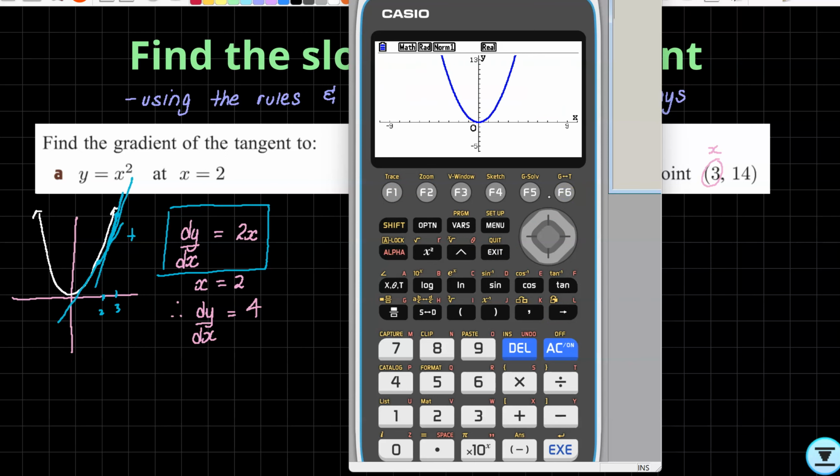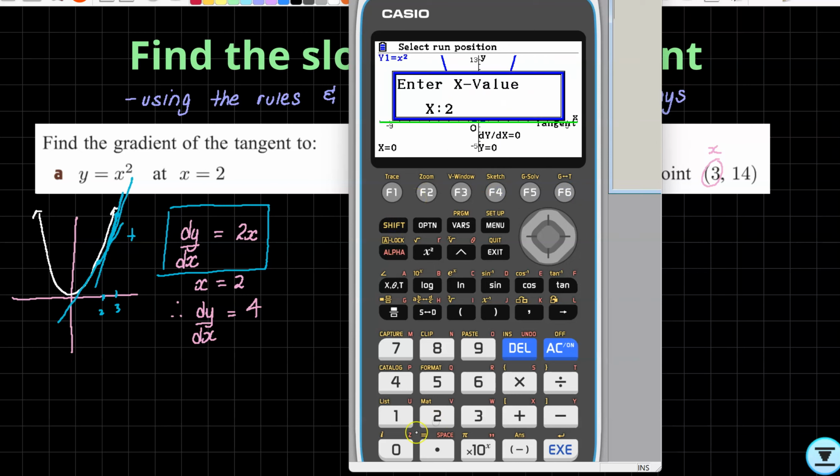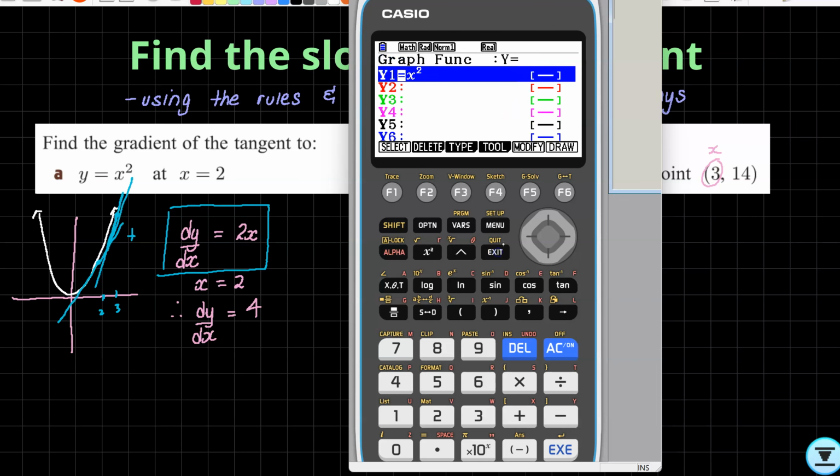So how did we do that again? Shift, sketch, tangent, at x equals 2, the point that you want. In fact, I can show you the other one. So what did we say before? What if it was just 1? So if x is 1, I'd expect my derivative to then be 2. Press that. Huzzah, it's 2.